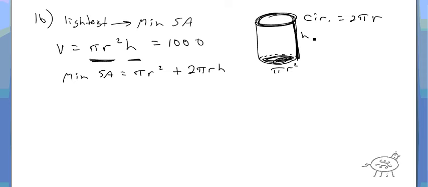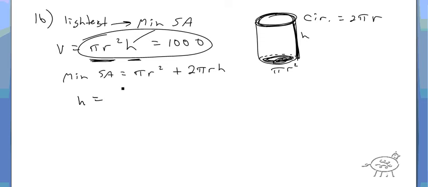And I'm minimizing that. I already have this nice little friendly equation here. And what I can do is I'm going to solve. You want to solve for the easiest variable. I mean, if I solve for r, that's kind of brutal to plug back into here. So I'm going to solve for h. So h is equal to 1,000 over pi r squared. That's pretty mellow. And then I'm going to plug that into this equation.